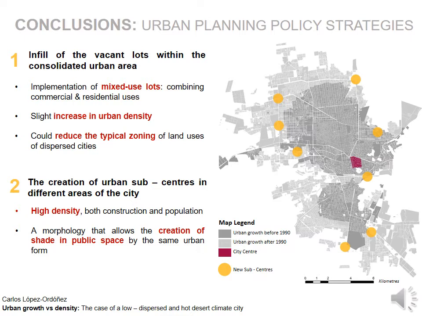The second strategy is the creation of urban subcenters in different areas of the city to counteract the typical continuous expansion of dispersed cities, thus limiting the urban sprawl and increasing urban density. These subcenters need to have a high density and a morphology that allows the creation of shade in public space to protect the pedestrian from the high incidence of solar radiation, while acting as an urban oasis network, as can be seen in the map.